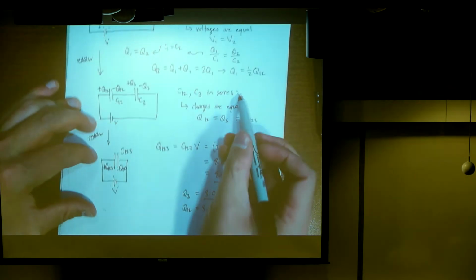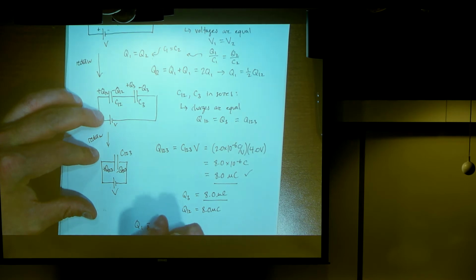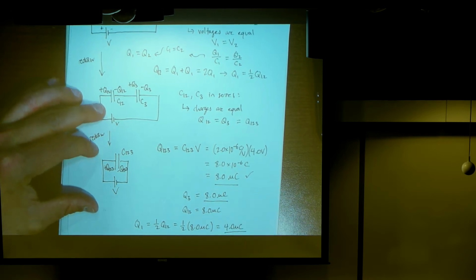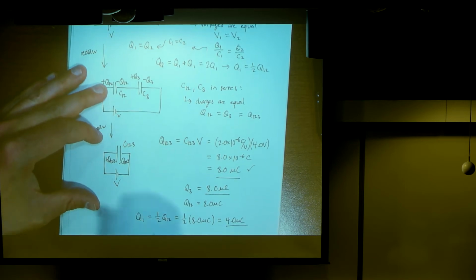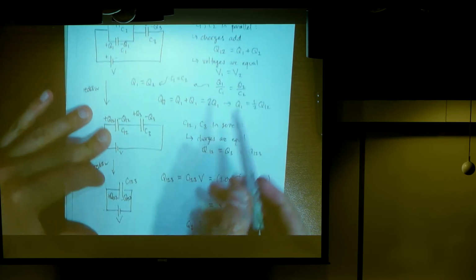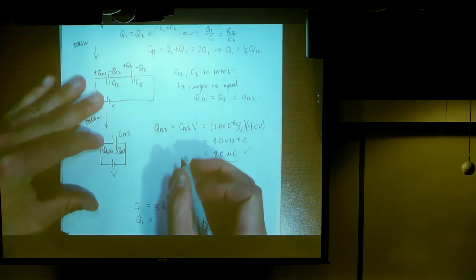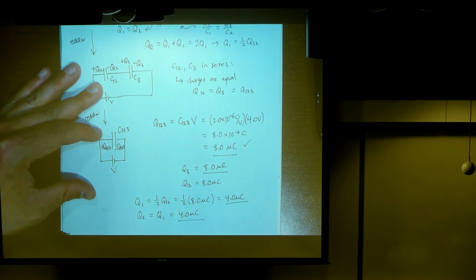But if we want the individual charge, we have to use this result that we derived. Q1 is equal to a half of Q12. So it's equal to a half of 8 microcoulombs, which is 4 microcoulombs. So capacitor number 1 has 4 microcoulombs of charge on its plates. Capacitor number 2, as we worked out over here, Q1 is equal to Q2. So Q2 is the same as Q1, which means it's also 4 microcoulombs. Okay?